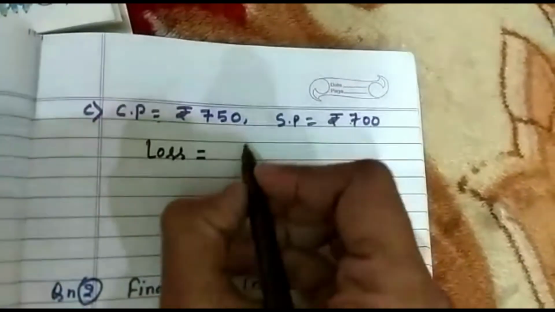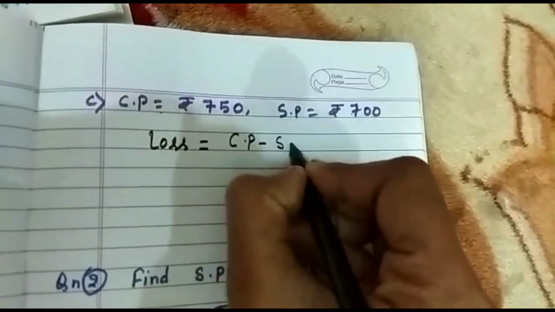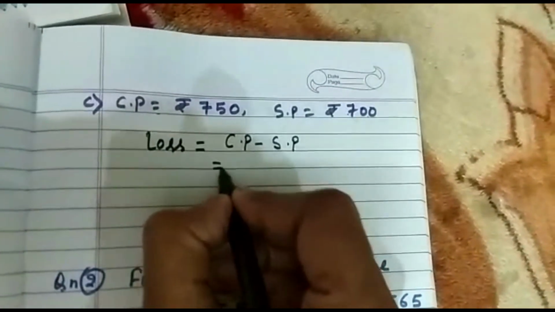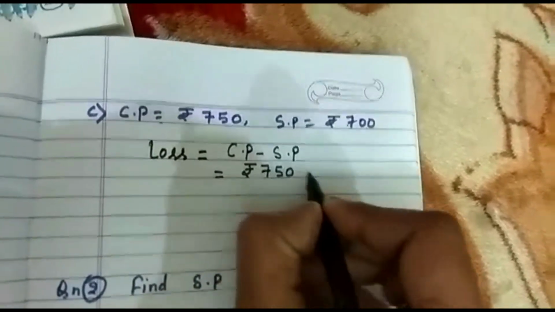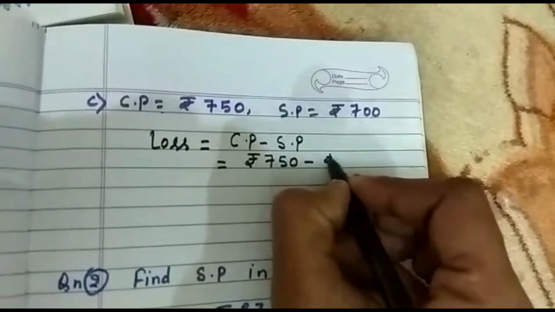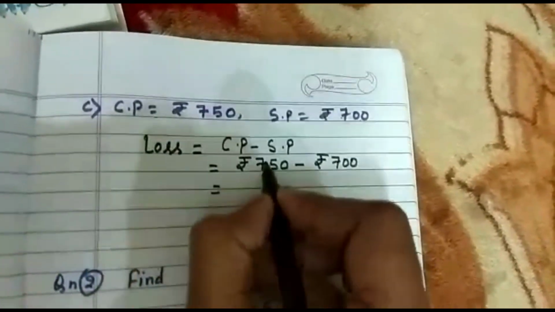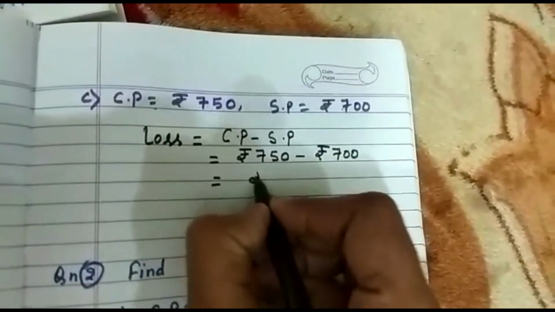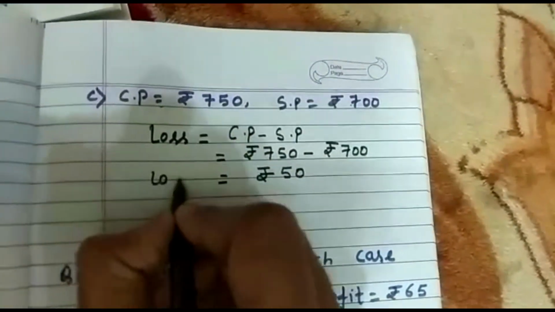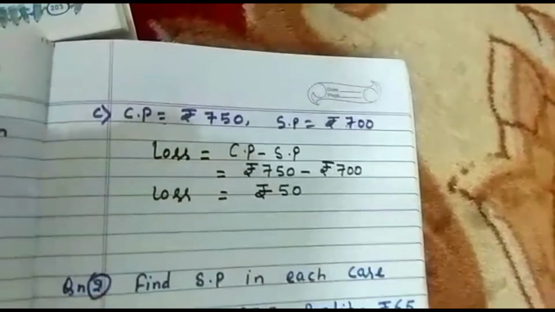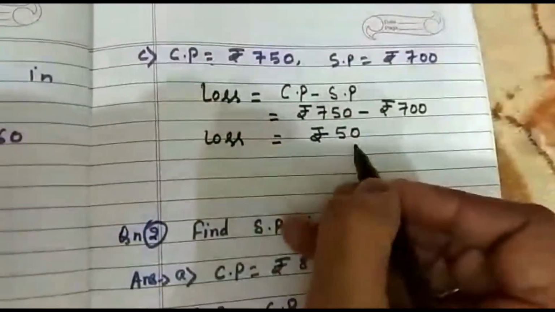And how will you find the loss? CP minus SP. CP is 750 rupees in the question and SP is 700 rupees. How will you find it? Subtract, and in this question a 50 rupees loss is happening. Clear? I hope it is clear for you.